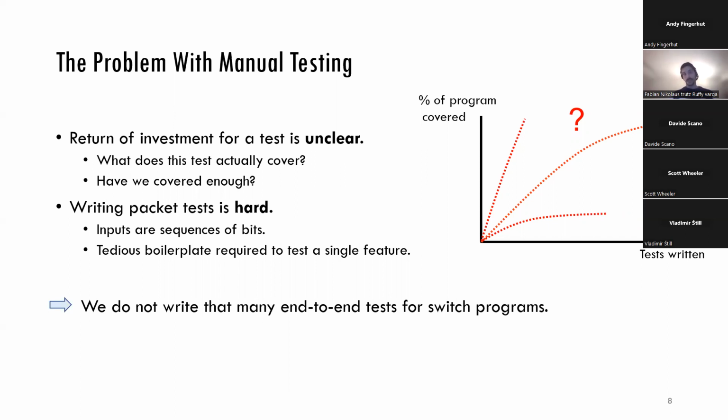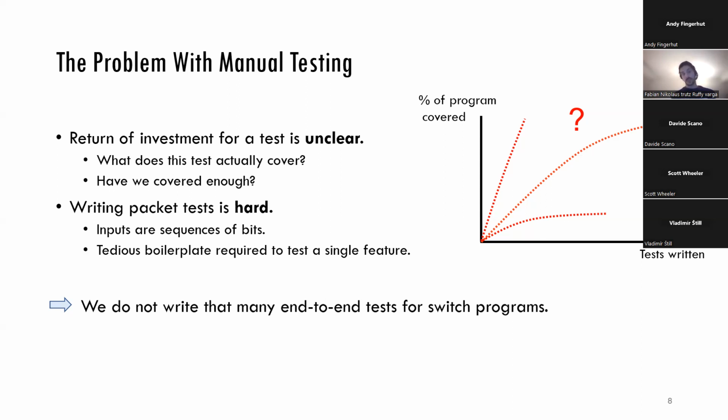Now, coupled with that, writing these packet tests is quite hard, since you just write hex code or sequences of bits, and you have to match these bits precisely with your control plane configuration. At the same time, if you have a complex switch, which has many tables, you have to configure all of these tables to just get a packet through. And so you have to write a lot of tedious boilerplate just to get a single feature tested.